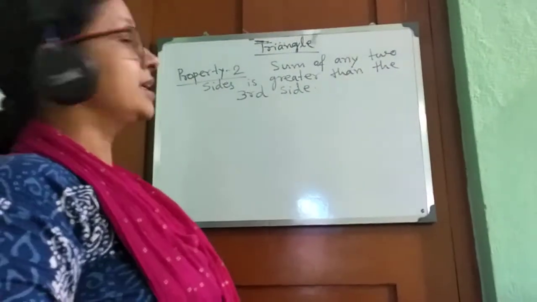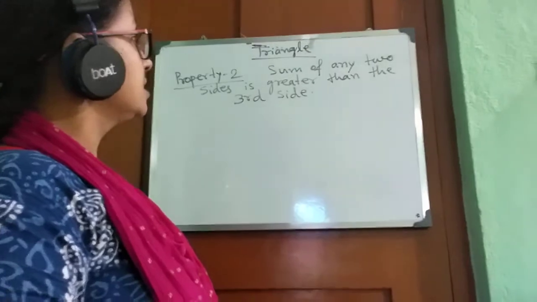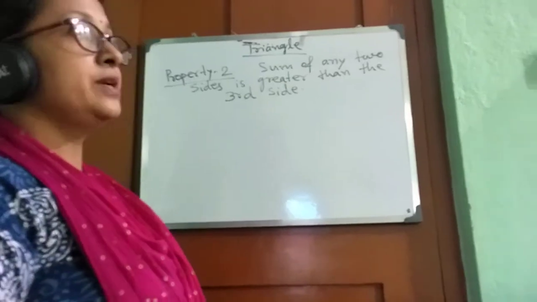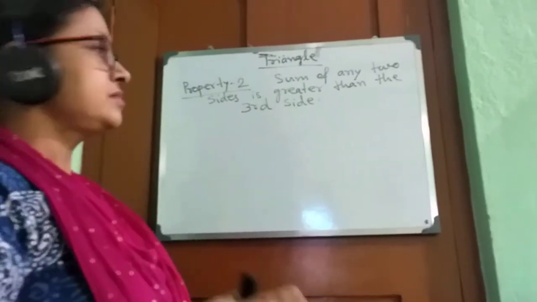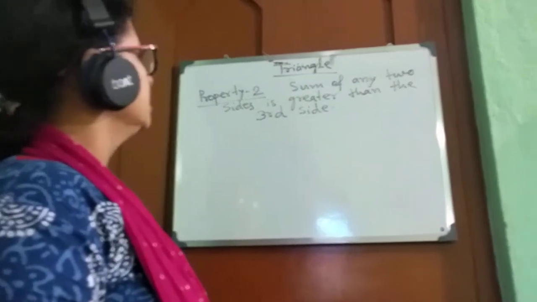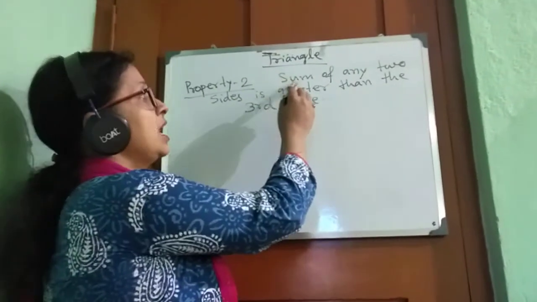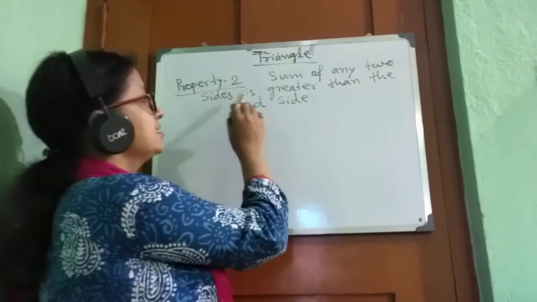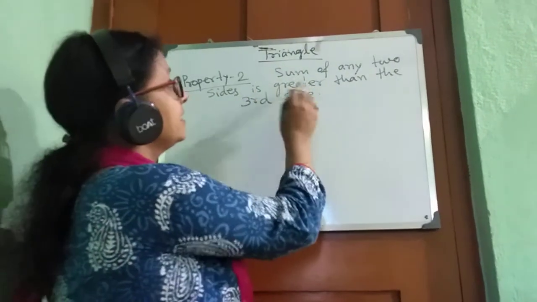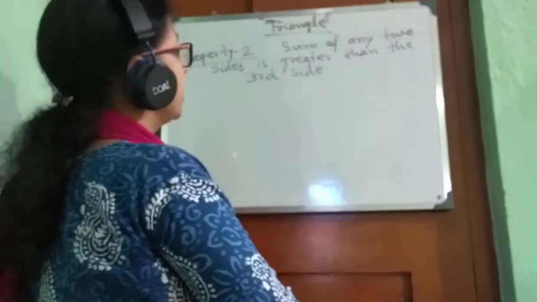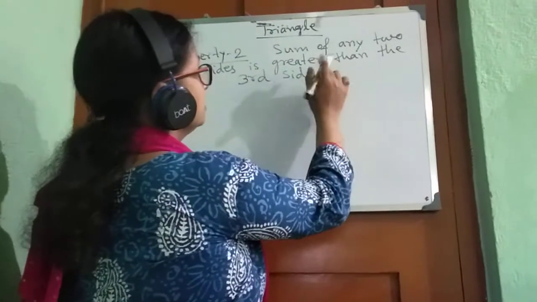Again, I am making one video for you. This is the fourth video. In this video I will talk about the next property of a triangle. Which property? The sum of any two sides is greater than the third side in a triangle.